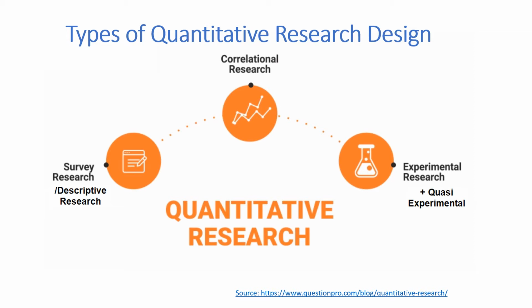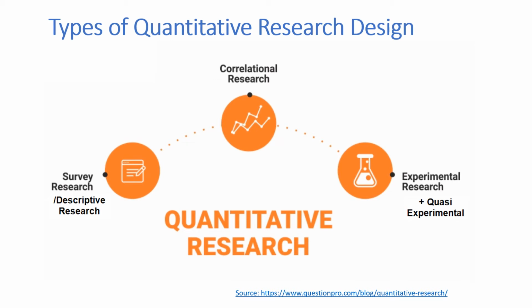Theoretically, people divide quantitative research only into two, which are experimental and non-experimental. But for practical purposes and for how we're going to discuss them today, these are the three most common types of quantitative research design that are used. What do you think the main difference is between these three?